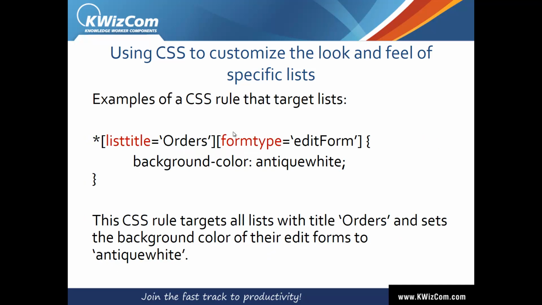What if I wanted to target based on title and form type? I can combine attributes to further scope the CSS rules. So this rule right here targets all lists with title orders and sets the background color of their edit forms to antique white. So now we're not targeting all forms. We're targeting just the edit form in the orders list.